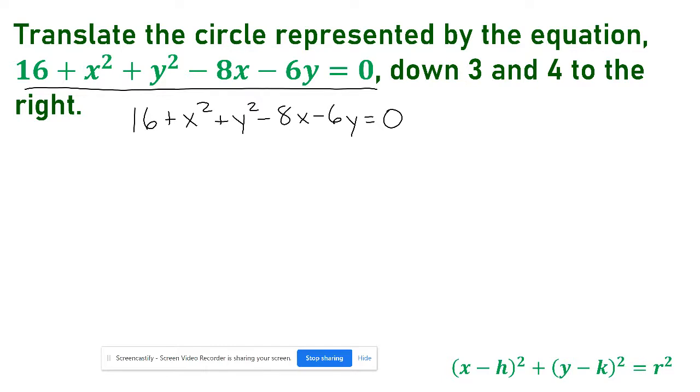What I want to do is I want to get all my x's and y's on one side and get the numbers without x or y on the other side. So I need to move this 16.